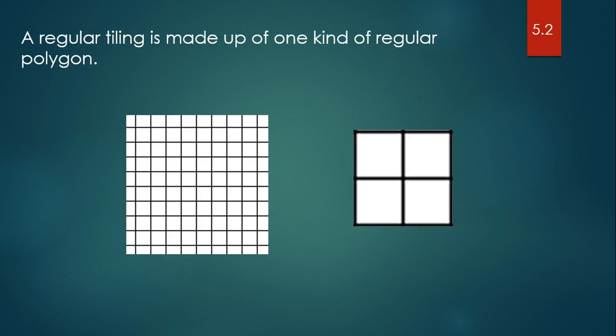For example, if we look at these four squares and what happens around that central vertex, what we can see is that the interior angles of all those squares are 90-degree angles. And since there's four of them, we have 360 degrees surrounding that vertex. That's why those four squares will tile that plane without any gaps and without overlapping.